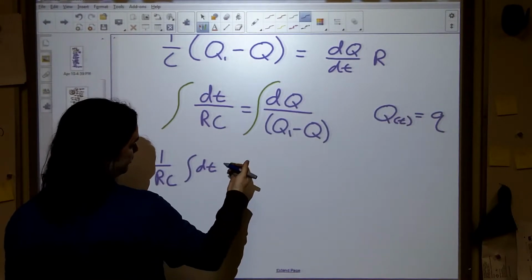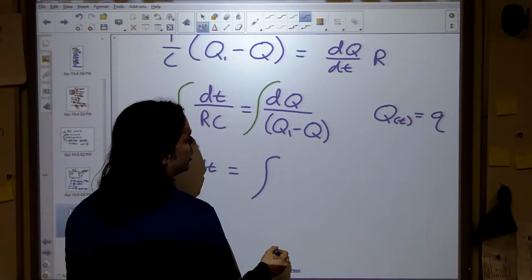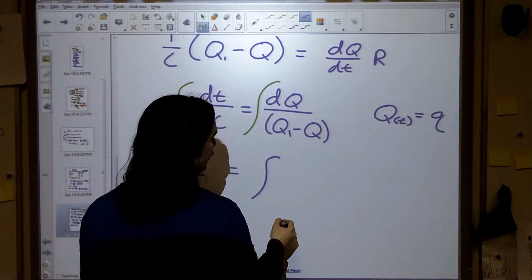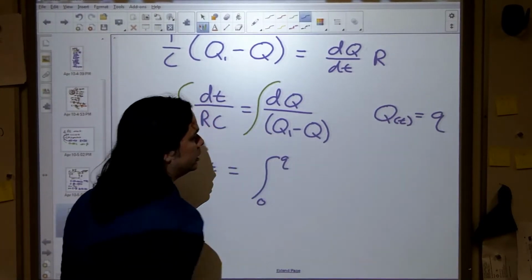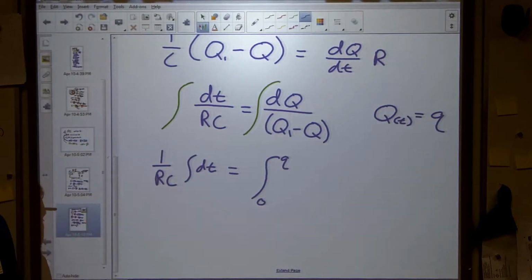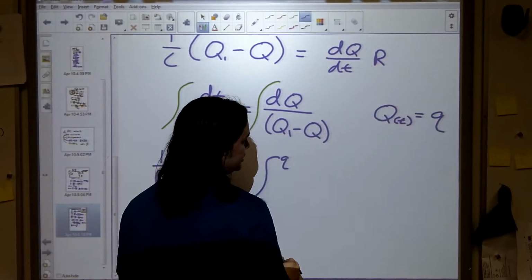I'm going to integrate, well, and find the time. Over here, I'm going to integrate the charge from 0 to little q. Little q is going to be my function. It's basically q at some time t, which is what I've got listed here.